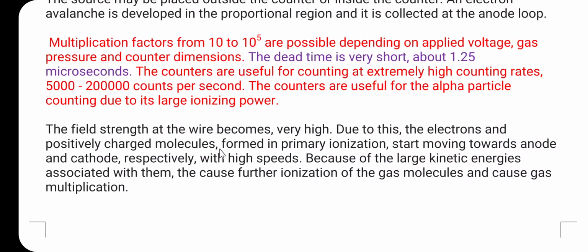Here the field strength at the wire becomes very high. Due to this, the electrons and positively charged molecules formed in the primary ionization start moving toward the anode and cathode respectively with high speed. Because of the large kinetic energy associated with them, they cause further ionization of the gas molecules and cause gas multiplication.